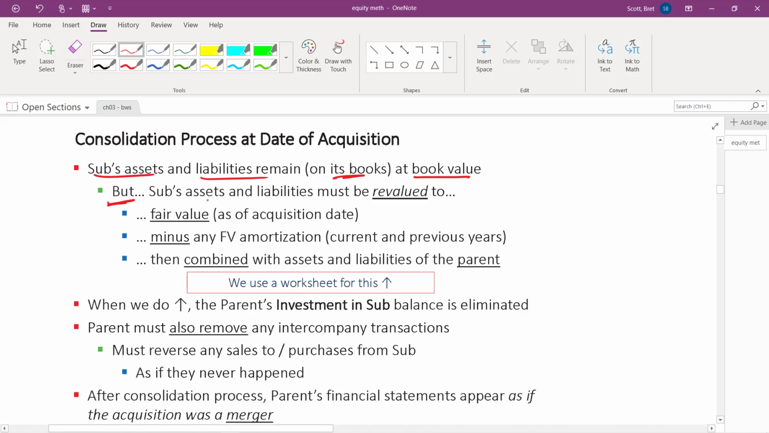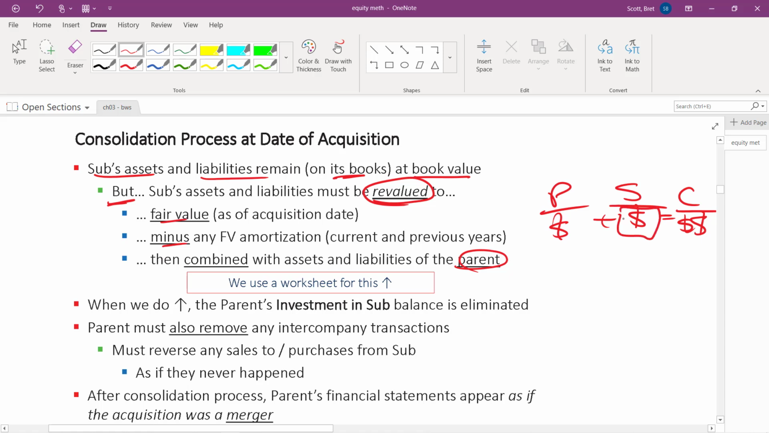But the subsidiary's assets and liabilities must be revalued when we bring it on board to our books. We must revalue it to fair value, subtract off any fair value amortization historically, and then combine the assets and liabilities with the parent. And that's, like I showed you before, essentially the parent plus the subsidiary equals a consolidated balance. That's what we're doing.